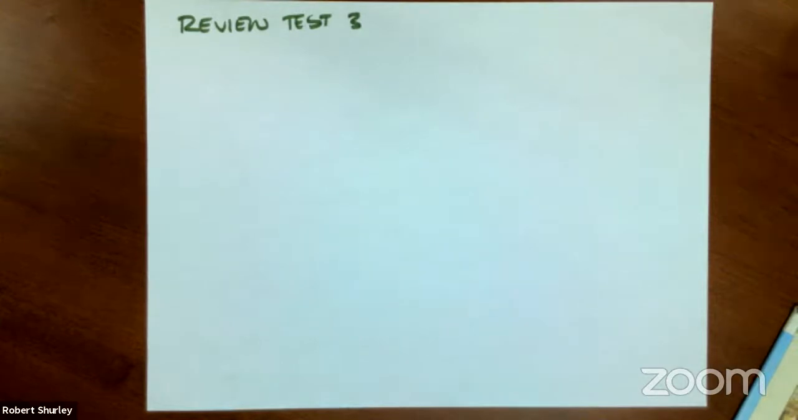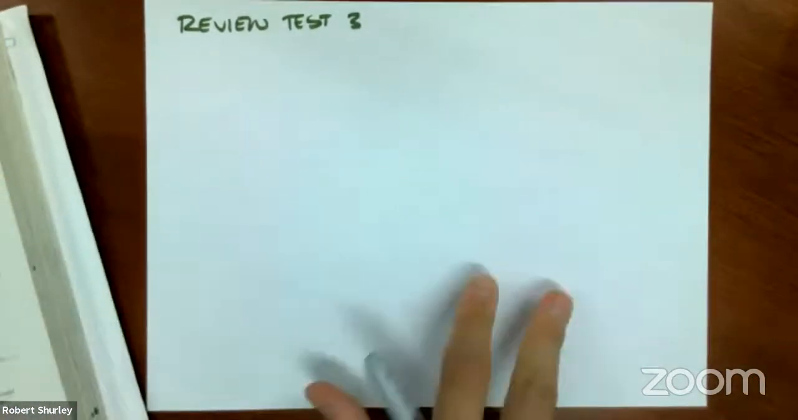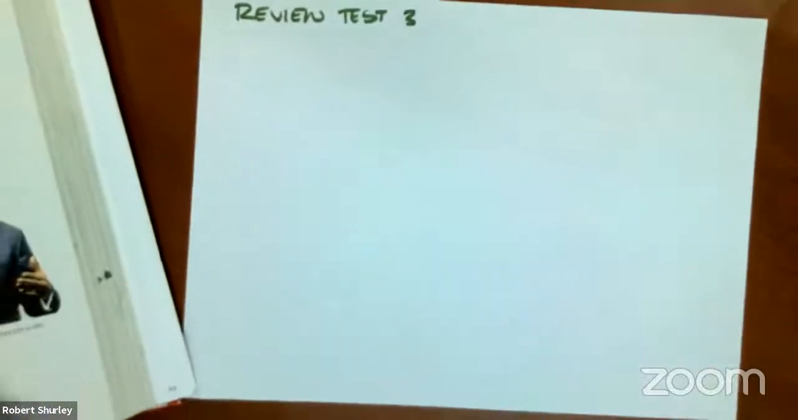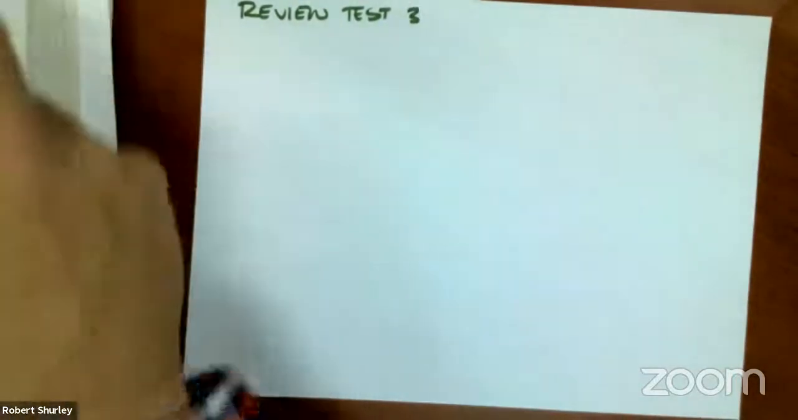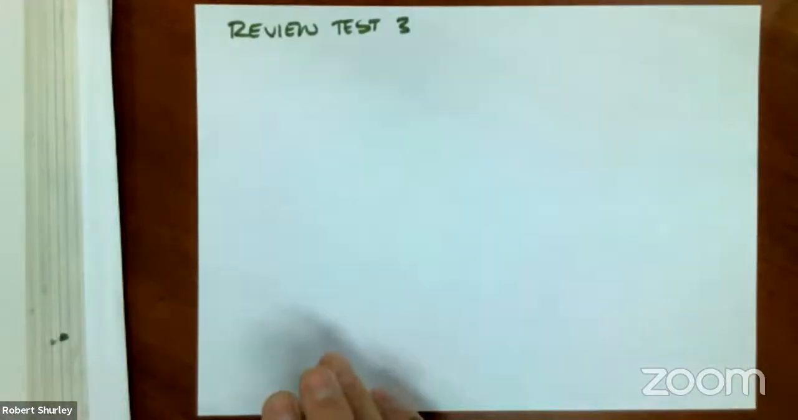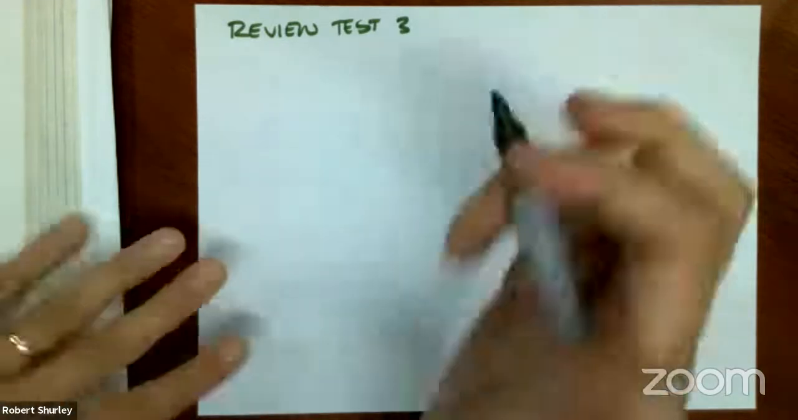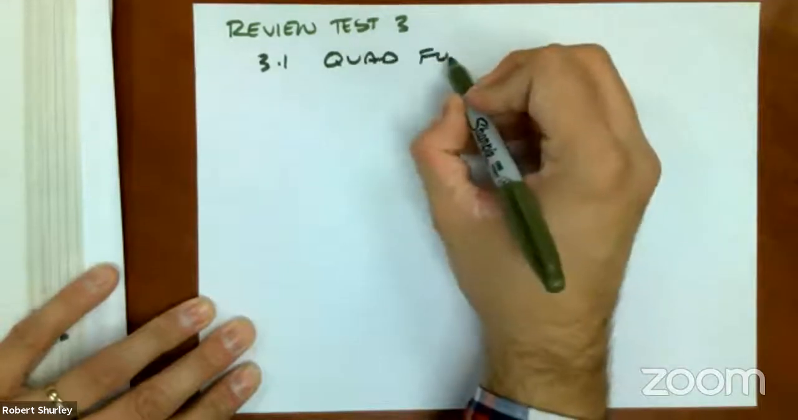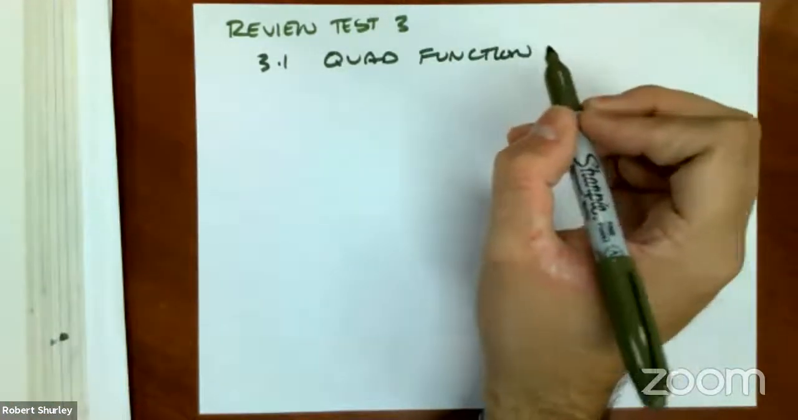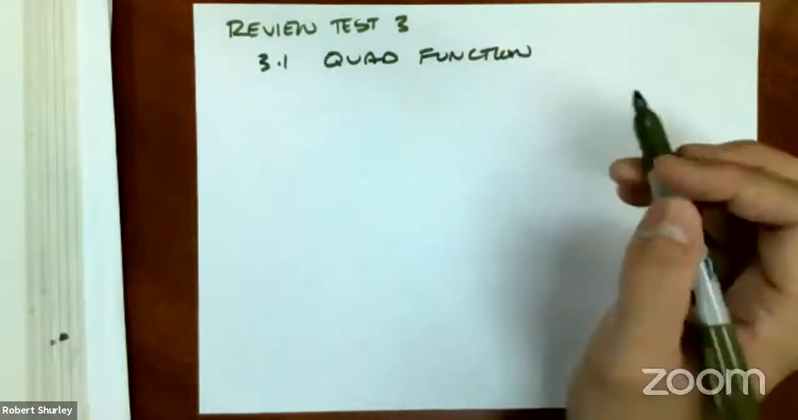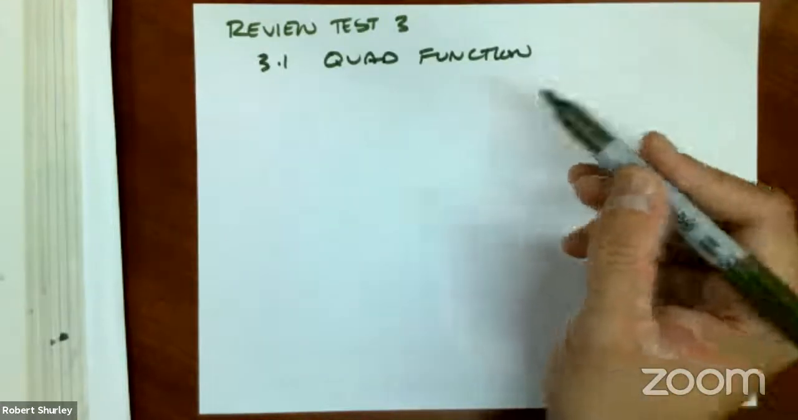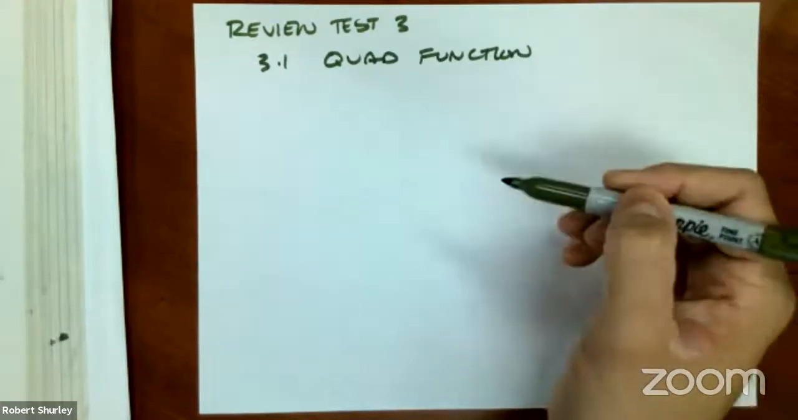So first off, the first section we hit for this test is section 3.1, which was the quadratic section. So I'm going to go over it, make sure I don't miss anything on this section. 3.1 was just on the quadratic function. Remember, there were two forms or two ways to write the function. We have to know both ways and how to find all of these things from that.